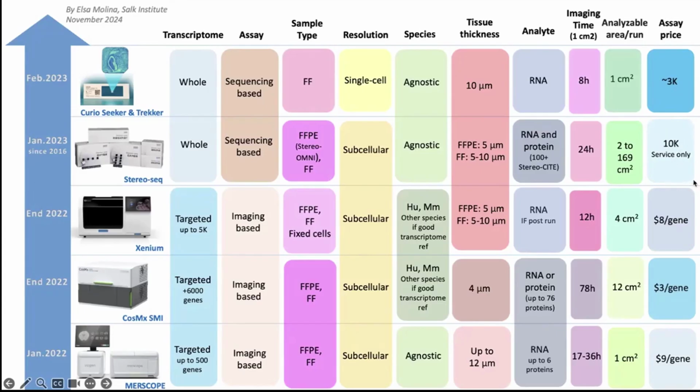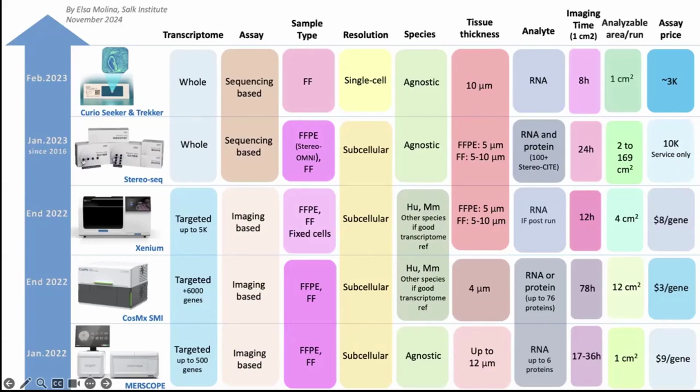For Stereo-seq, they offer service only, but I think they have just started to sell the product. So it's approximately 10K overall. For the Xenium, it will cost you approximately $8 per gene.